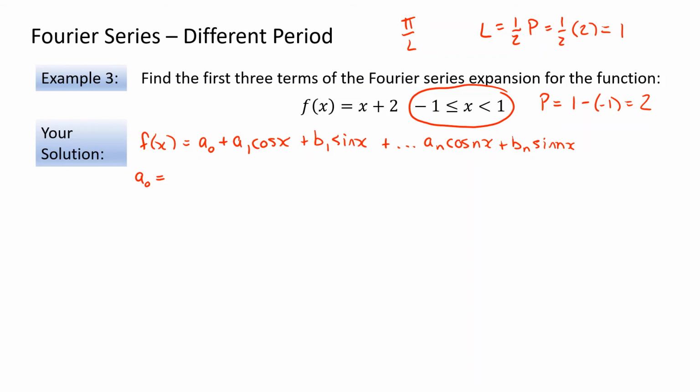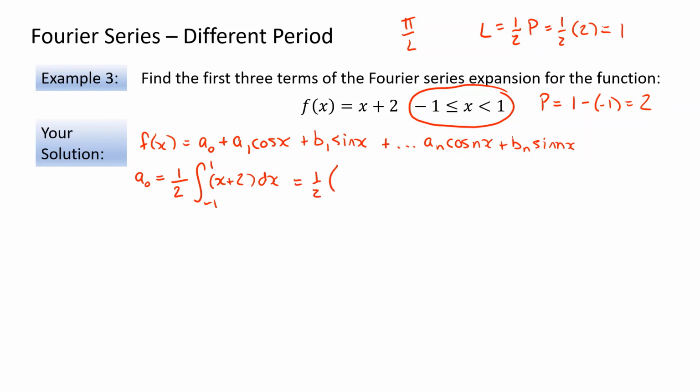The only thing that changes is that we substitute in L. So we have 1 over 2L, and it's the integral from negative L to L, so -1 to 1, of just f(x) dx. Okay, so that piece didn't change. So it's x plus 2 dx. Okay, so our first term, 2L, is 2 times 1, which is simply 1 over 2. So what we end up with here is 1 over 2 times this integral.